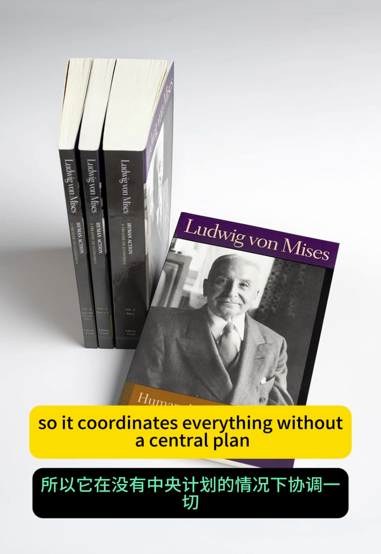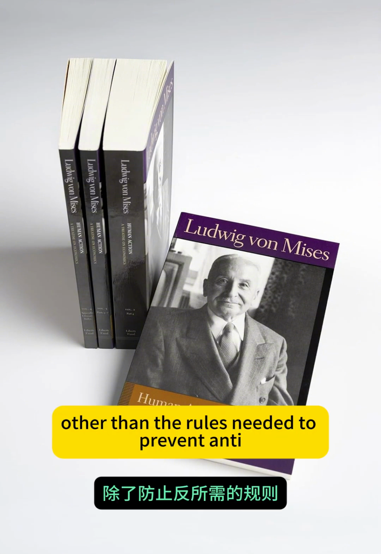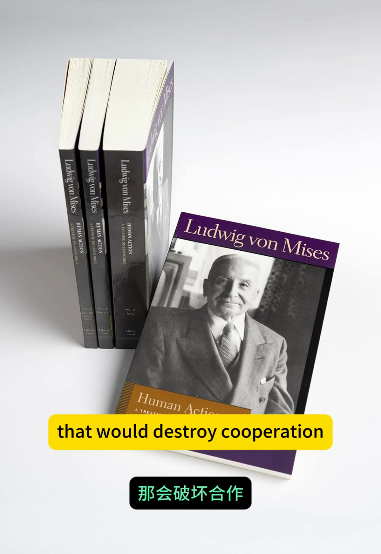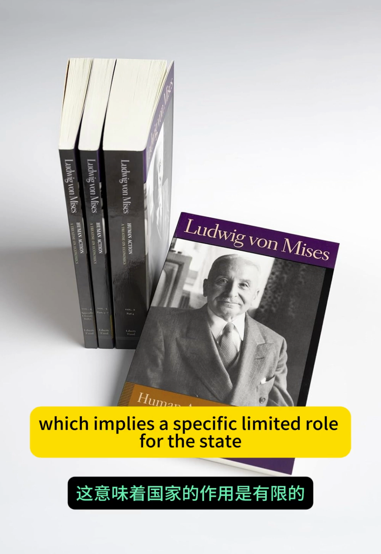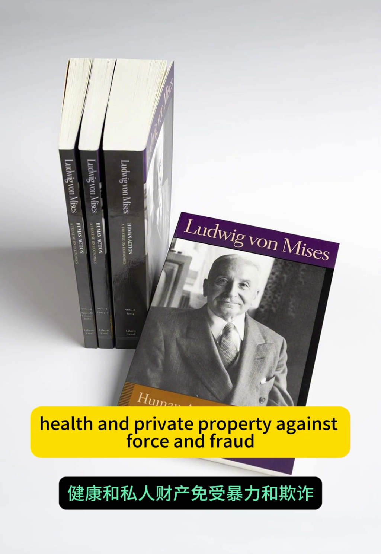So it coordinates everything without a central plan. That's the idea. Within the market process itself, there's no compulsion other than the rules needed to prevent antisocial actions like theft or violence that would destroy cooperation. Which implies a specific, limited role for the state. Yes, the source sees the state's essential function as protecting life, health, and private property against force and fraud.